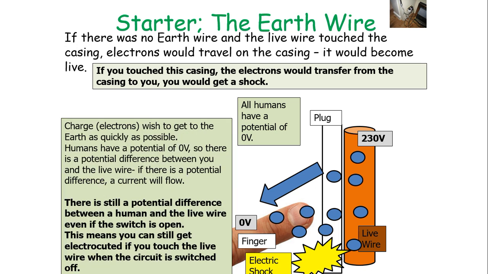Now, this can actually lead to some further issues as well, because a live wire always has a potential difference in it, even if the switch is open. So even if you touch the live wire and the switch of a circuit is open, you can still get electrocuted if it has a potential, because you as a human have a potential of 0 volts, so any non-zero potential in that live wire causes a potential difference, so would cause charge to flow and you getting a shock.